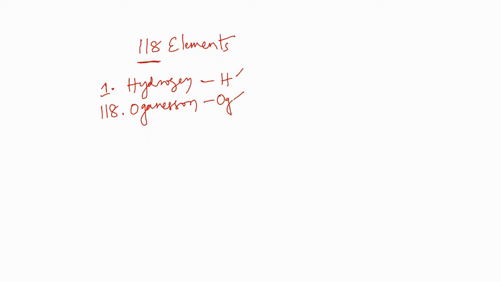In the 118 elements, some elements have a one letter symbol and some elements have a two letter symbol. That is very important. The elements which have one letter symbols, the best example is hydrogen, and for the elements which have two letter symbols, the best example is oganesson. So I will show you a few more examples here, my dear students.